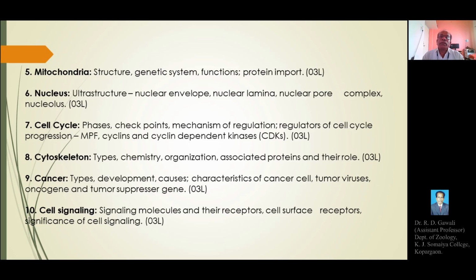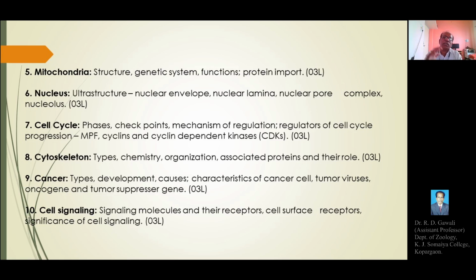Then development. So what are the causes of cancer? How do cells get transformed or escape their control on cell division or mitosis due to the factors which are responsible for the formation of cancers? So development, then causes, characteristics of the cancer cell, then tumor viruses. So there are certain viruses also which trigger or stimulate the process of cancer development or cancer formation. Then oncogenes.